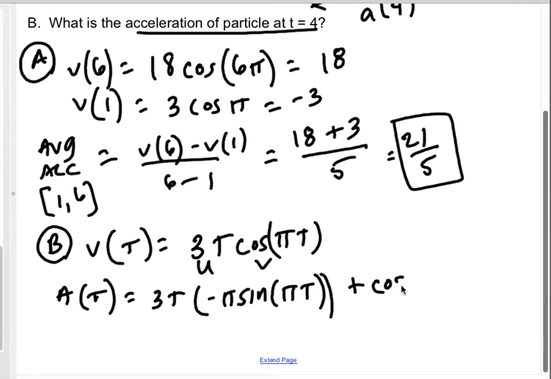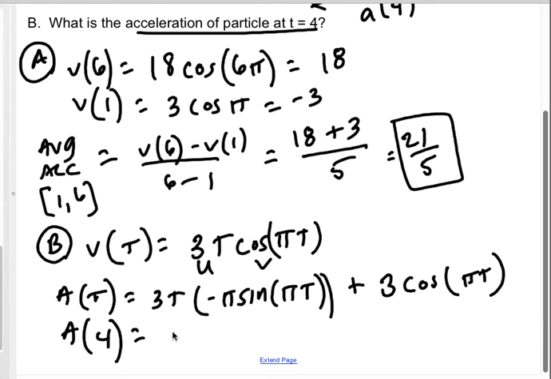Plus v du. du is a 3, right? The t is inside the cosine with the pi, but the 3 is not, right? So I'm probably going to skip to writing it 3 cosine of pi t. Okay, so now I was asked what's the acceleration at 4, so a of 4 is going to be, well, honestly, sine of 4 pi is 0, so this whole thing's going to get wiped out, right?